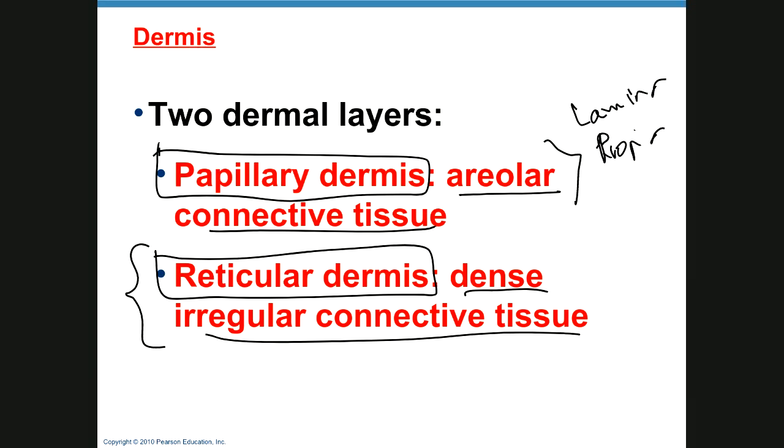The layer that gives the dermis its resilience is the reticular dermis, because if you think about it, you take this skin and you stretch it and then you let it go and it goes back to its original shape. That's thanks to the collagen and the elastic fibers, especially, that we find in the reticular dermis. If those fibers were to break, now you'll have stretch marks, for example.